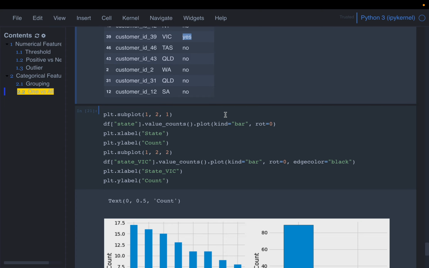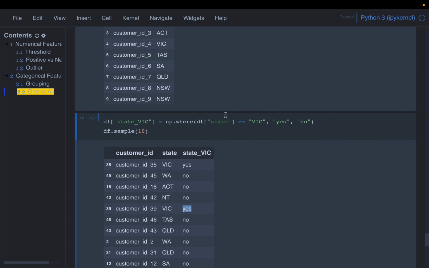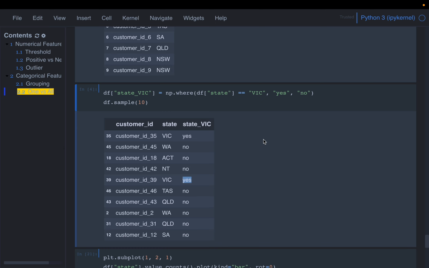Okay, so those are the scenarios where we might transform a continuous variable into a binary variable, or we might transform multiple categories into just 2 categories. So this process is called binarisation.